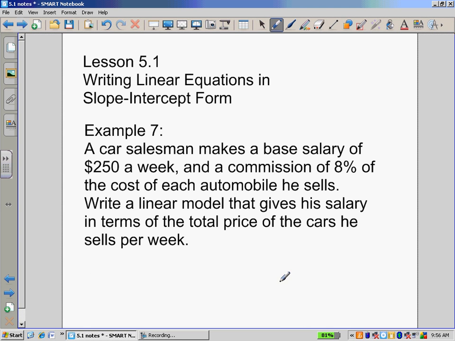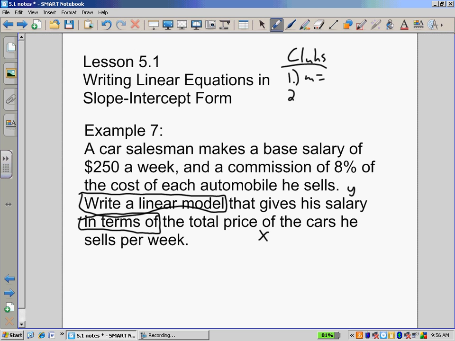In example 7, though, a car salesman makes a base salary of $250 a week and a commission of 8% on the cost of each automobile he sells. Write a linear model, so that's the question, that's what he wants to do. Not really a question, more of a statement. Gives his salary in terms of, in terms of, that's always important. So what's before in terms of, that's his salary, that's Y. Total price of the cars, that's X. So my clues that I'm looking for, the first one is M equals, the second one is B equals.